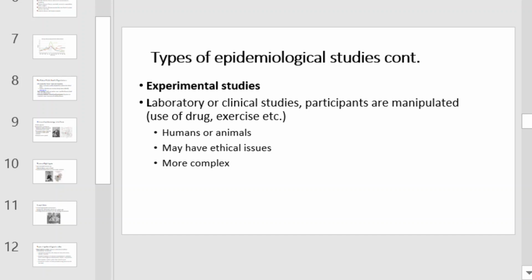Experimental studies. Experimental studies are laboratory or clinical studies where participants are manipulated through the use of drugs or exercise. These types of studies may be done on humans or animals. Many have ethical issues and are very complex.